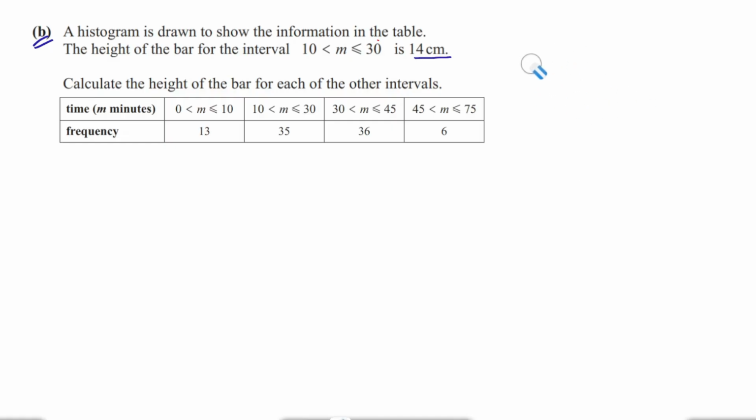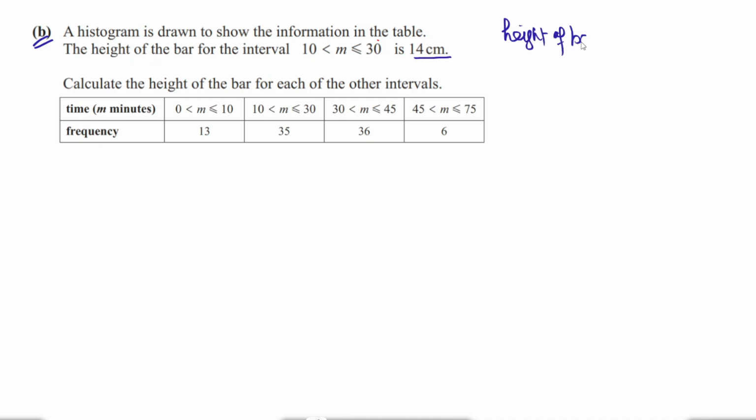Okay. So what we are looking for is the height. If one bar has height 14, then with respect to this 14, what should be the height of these three class intervals in the histogram? Okay, let us do one thing here.